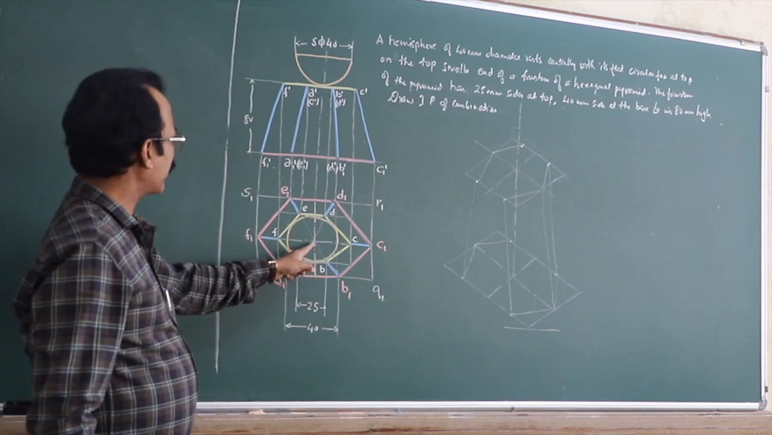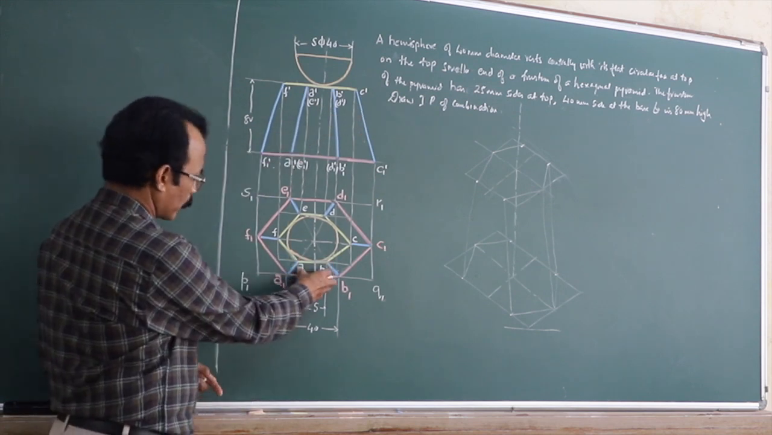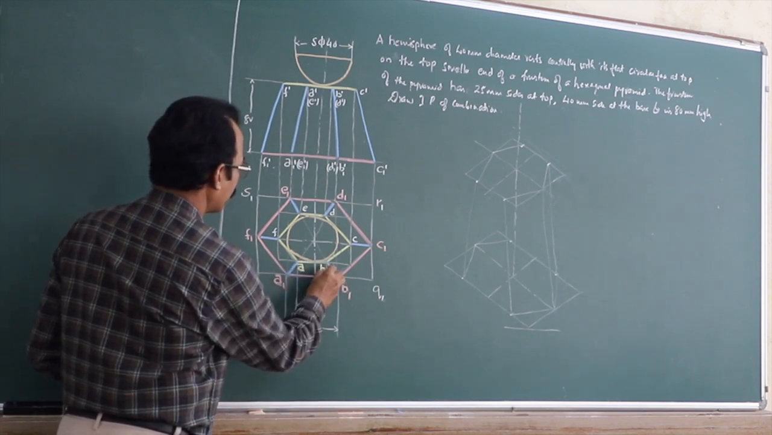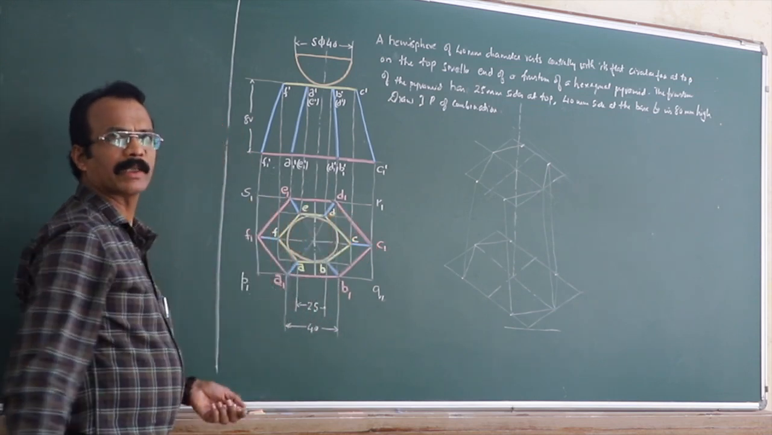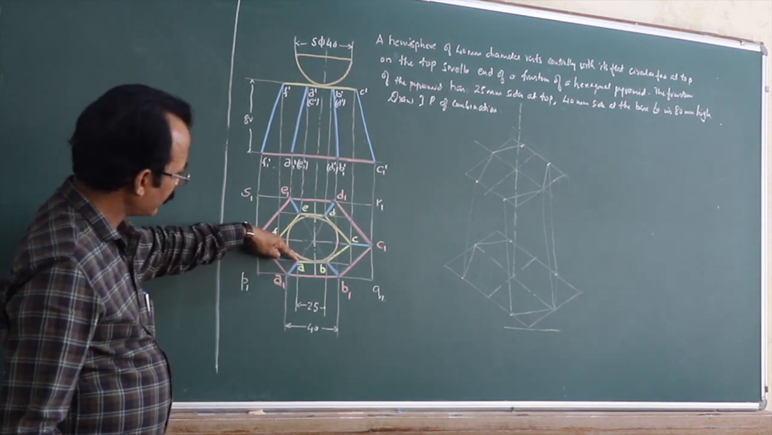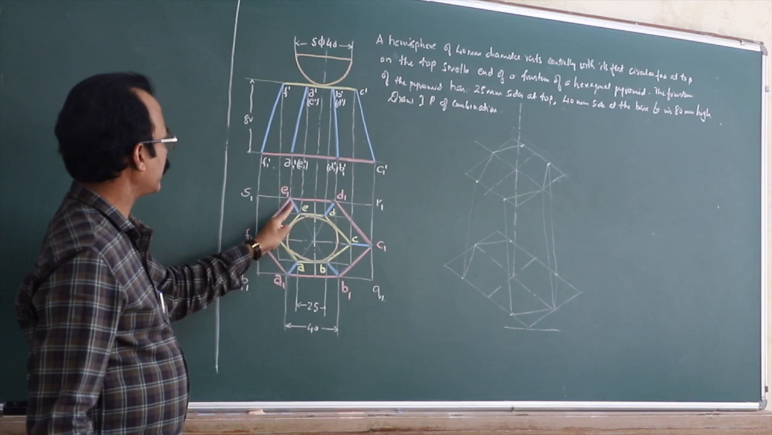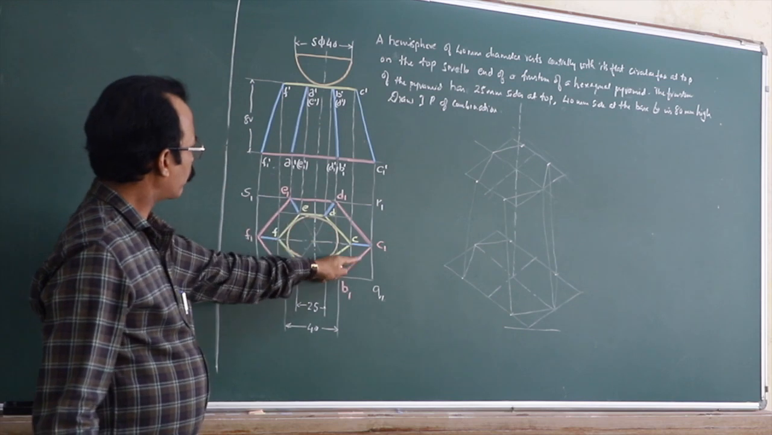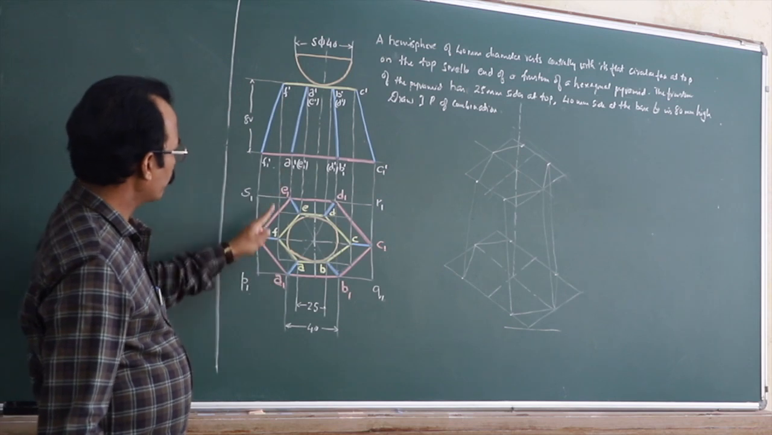Then with that same center, you construct another hexagon of 25 mm sides. This smaller hexagon you can call A, B, C, D, E, F. Then you connect the retained portion of the slant edges, that is A A1, B B1, C C1, D D1, E E1, F F1, by solid lines. So this is the frustum of the hexagonal pyramid in the top view.